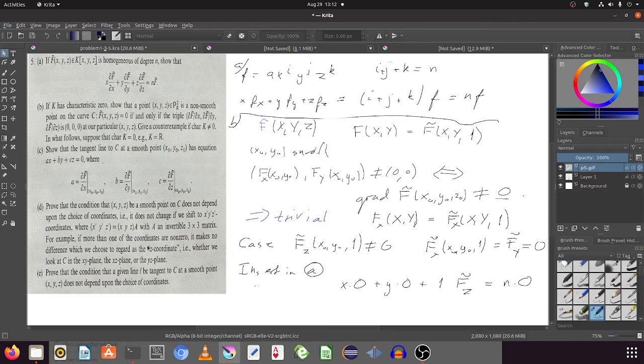Do we need to do that really? Nah, it's simply an application of the chain rule. Now to E. Prove that the condition that a given L be tangent to C at a smooth point does not depend upon the choice of coordinates.